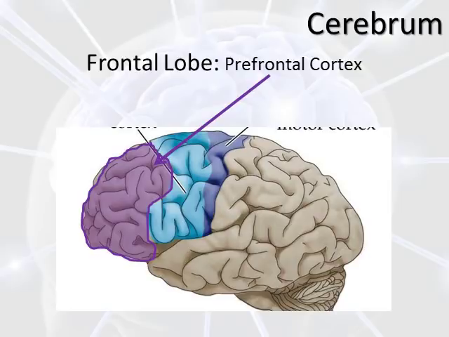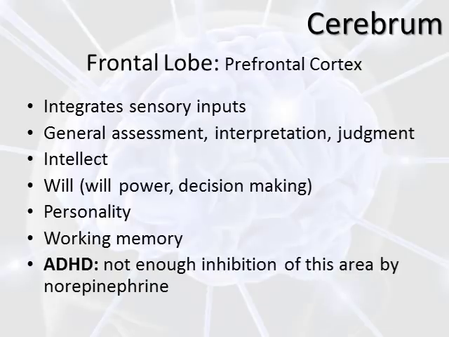Okay, and then also in the frontal lobe we have what's called the prefrontal cortex, and that's in front of the premotor cortex, and that's the most anterior part of the brain. This is really what integrates sensory inputs, general assessment, interpretation, judgment. This is where intellect comes from. This is where willpower comes from, decision making, personality, all these higher brain functions come from the prefrontal cortex.